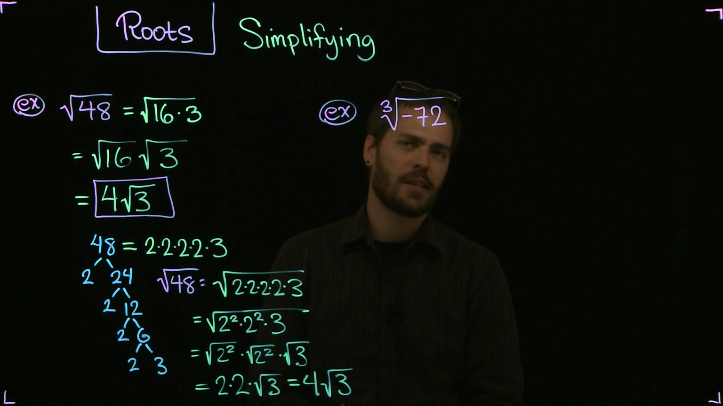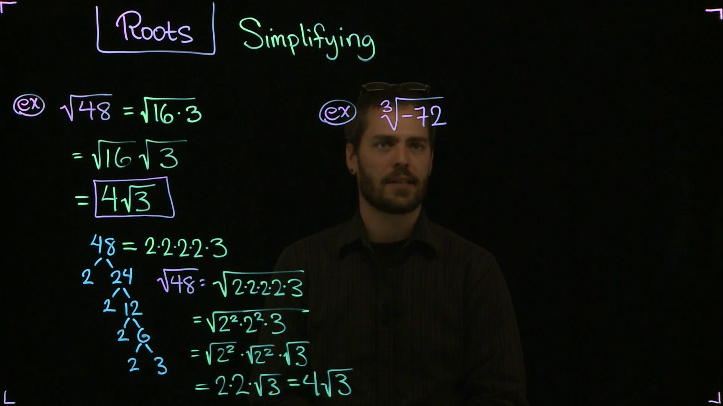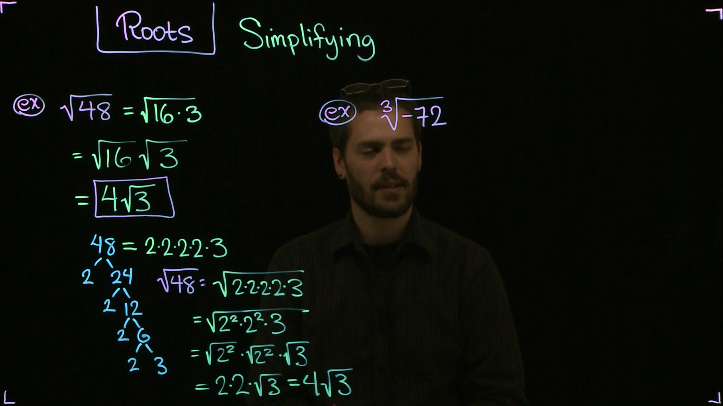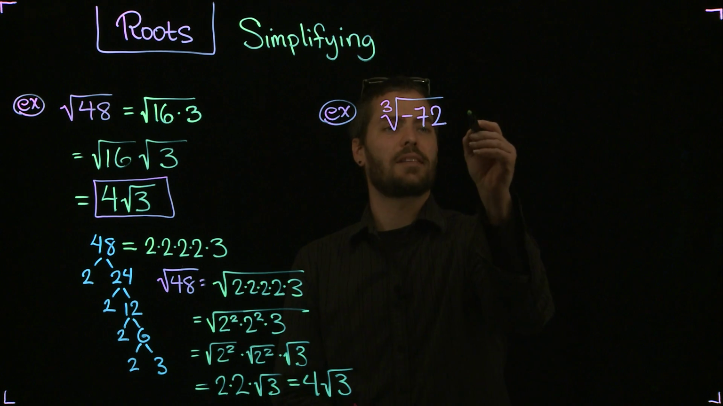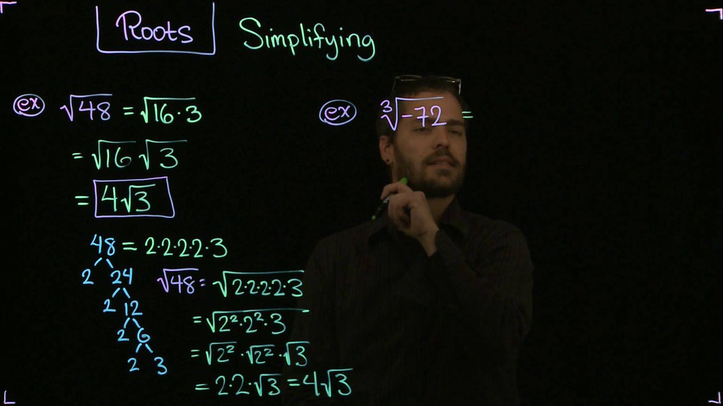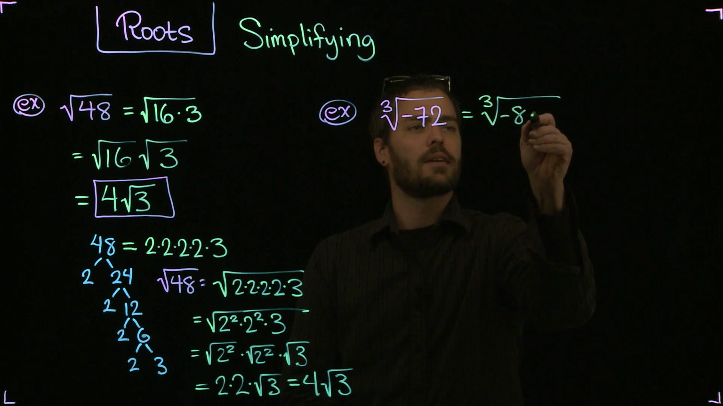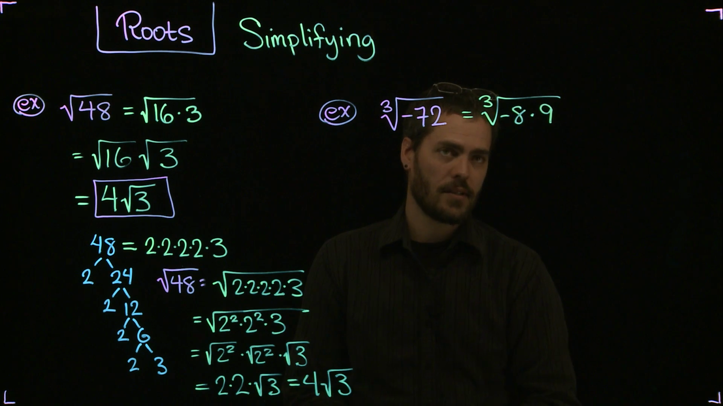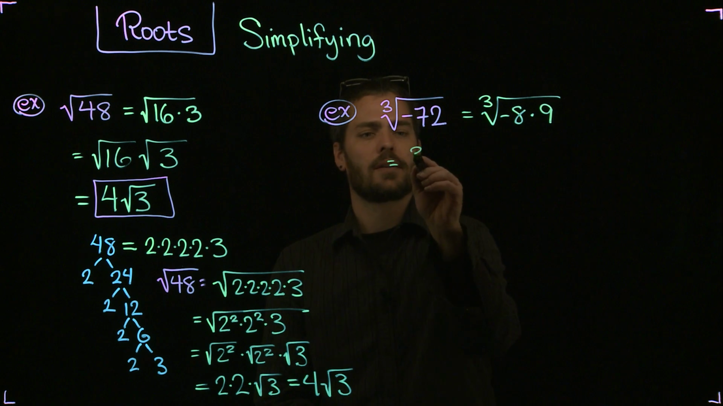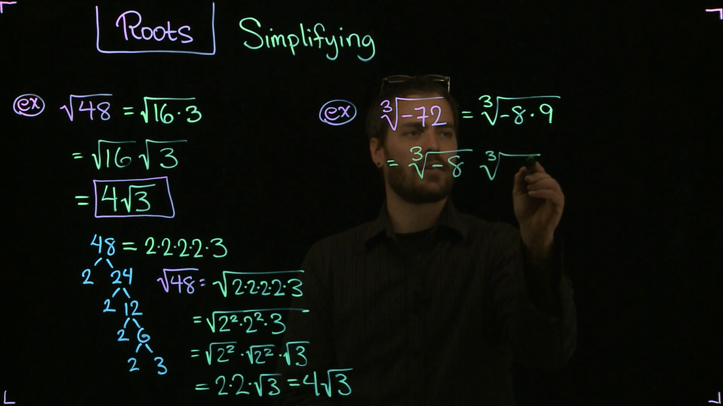Now, what times what is 72 such that we have a perfect cube? 72 is a lot of things. 36 times 2. But 36 is a perfect square, not a perfect cube. So I want to look at it a little bit differently. And in fact, what comes to my mind is 8. So notice I could say that this is the cube root of negative 8 times 9. 8 is a perfect cube. So I can separate this now into the cube root of negative 8 times the cube root of 9.